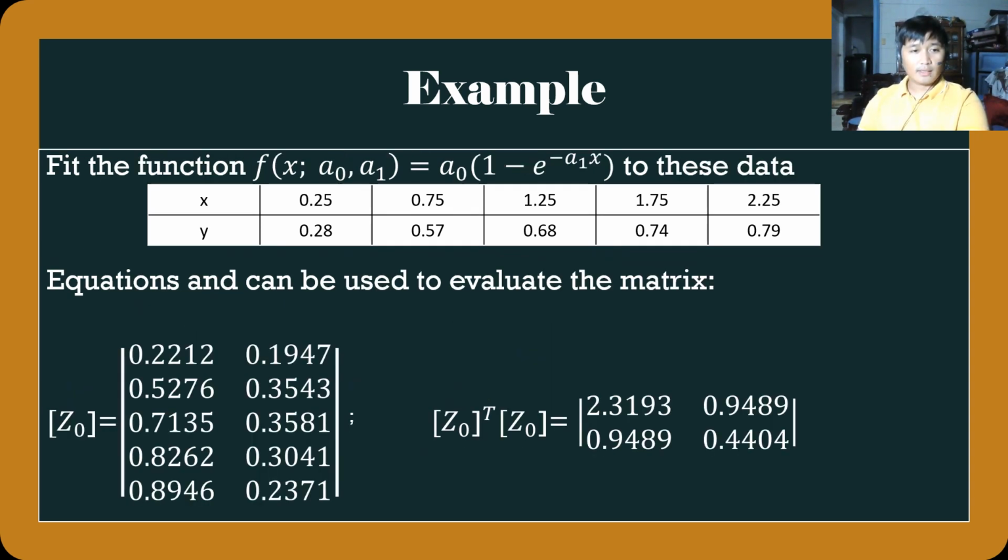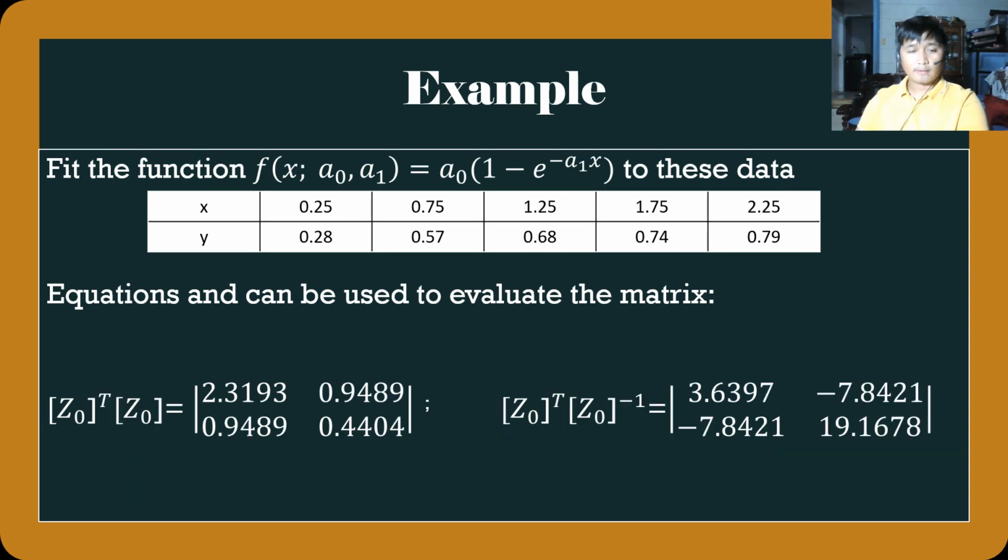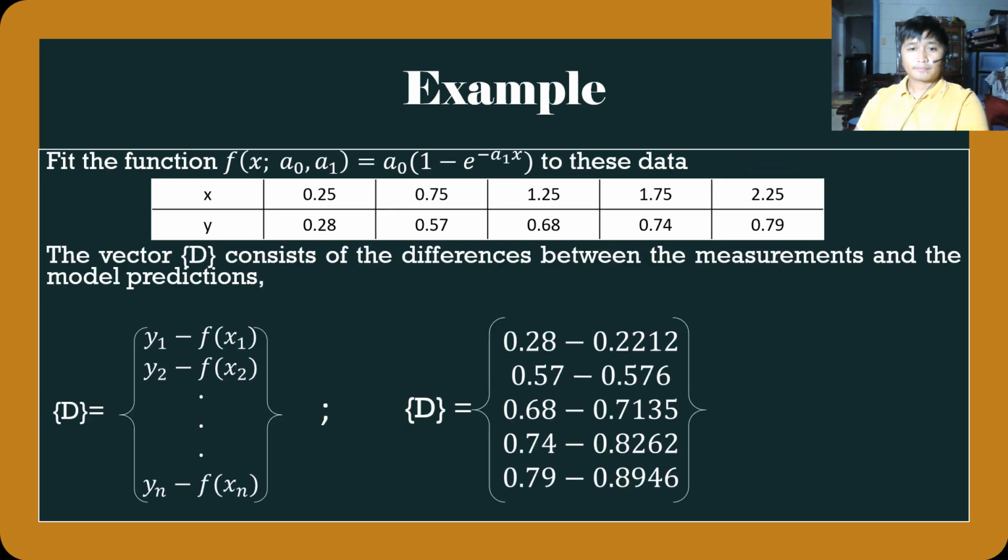Next is the Z sub 0. We are going to transpose it. Z sub 0 transpose times Z sub 0. So our matrix now will become this 2 by 2 matrix. And then what we will do next is inverse this matrix, and then multiply it by the value of vector d.